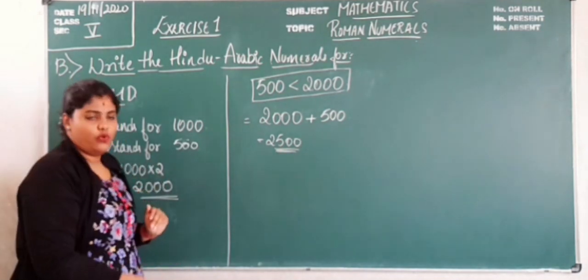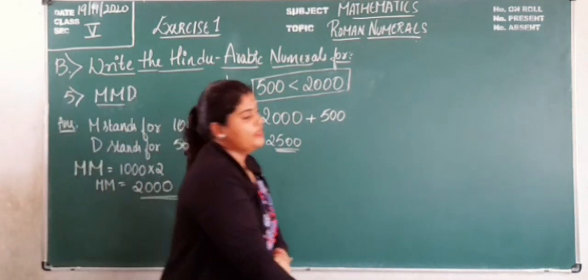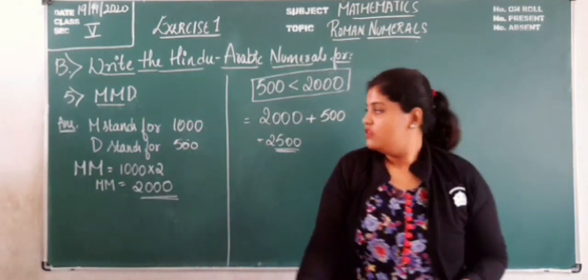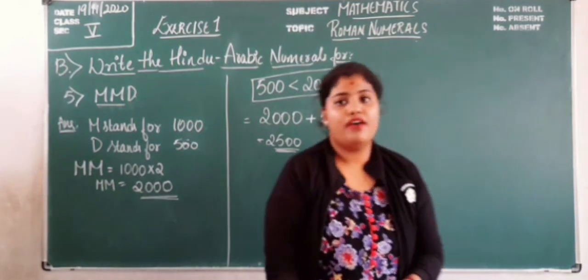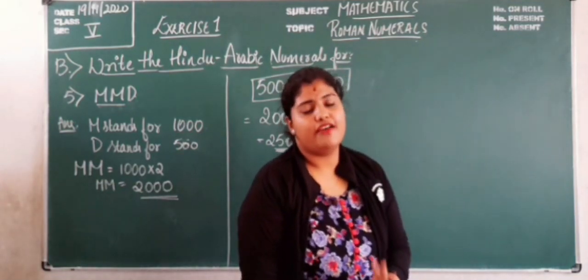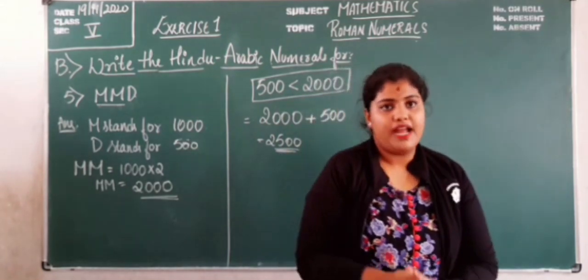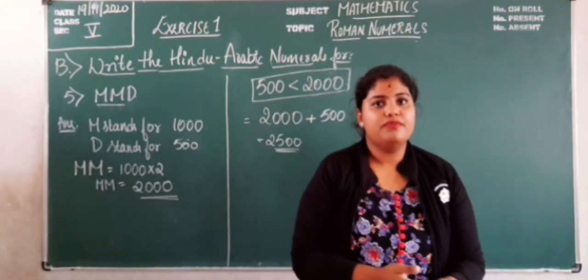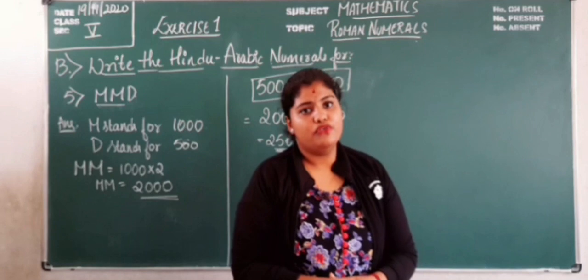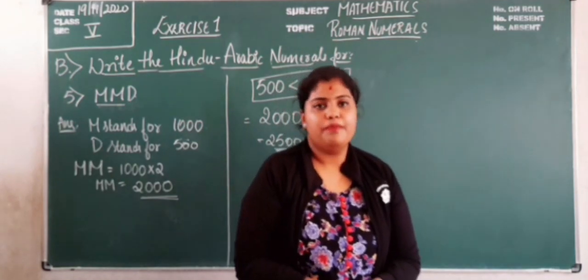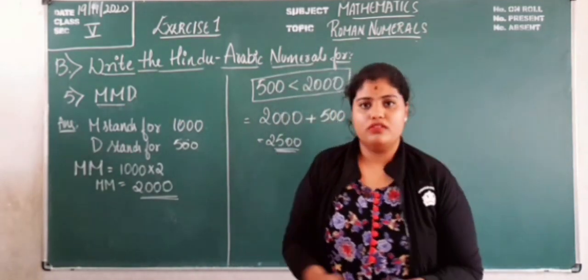This is how you convert a Roman numeral into an Arabic numeral. To do these sums, you have to be perfect in the symbols. We have 7 symbols, so practice and memorize those symbols. And we have a few rules to frame these Roman numerals. You have to be perfect in those, then only you will be able to solve these problems.